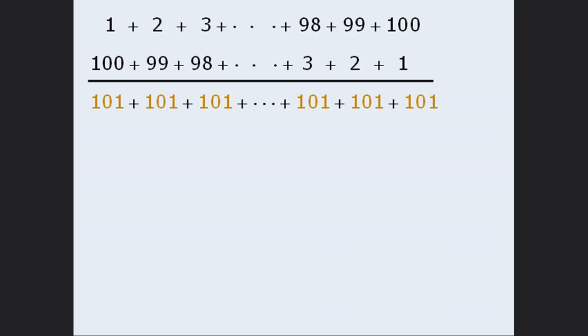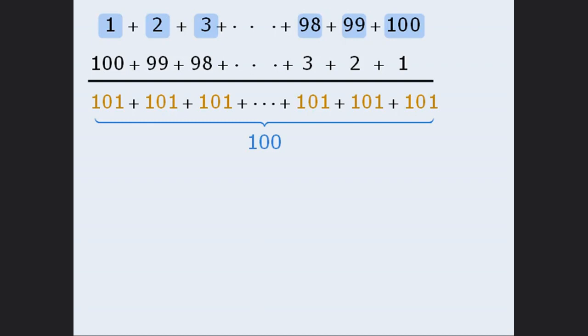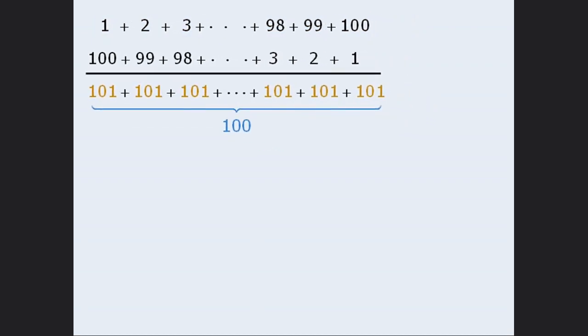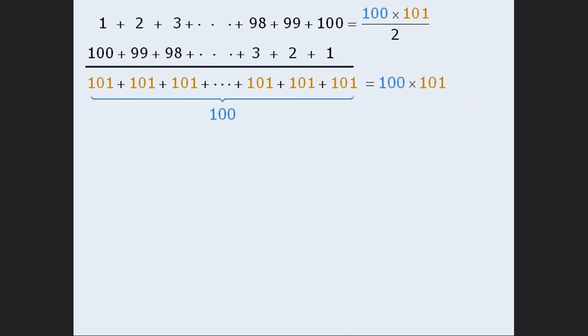To do this, we need to know how many 101s there are. Well, since we began with the sum of 100 numbers, there must be 100 pairs of numbers, which means there must be 100 101s. So to find this sum, we simply multiply 100 by 101. Now don't forget that this sum represents the sum of both sets of numbers here. So to find the sum of numbers from 1 to 100, we must take this amount and divide it by 2. When we evaluate this, we get 5050.